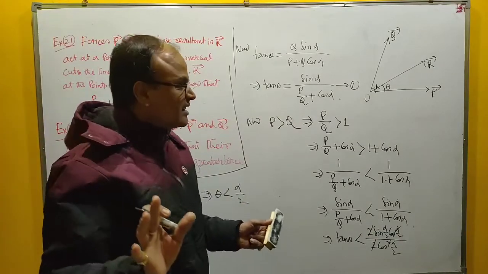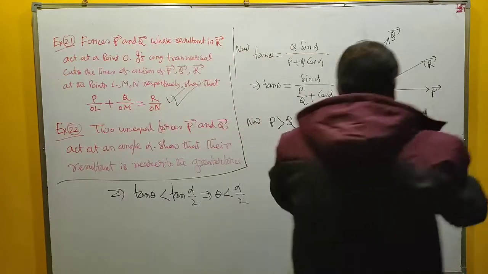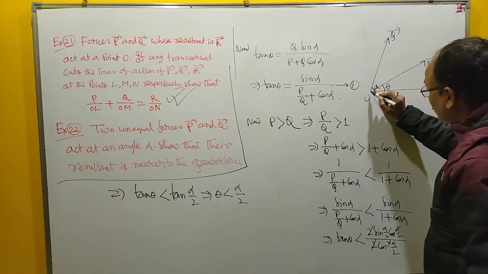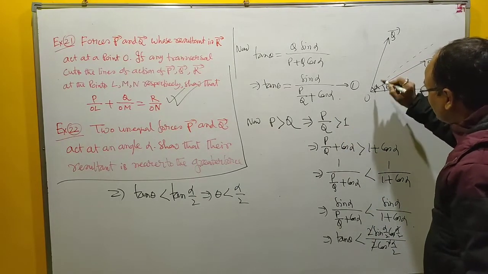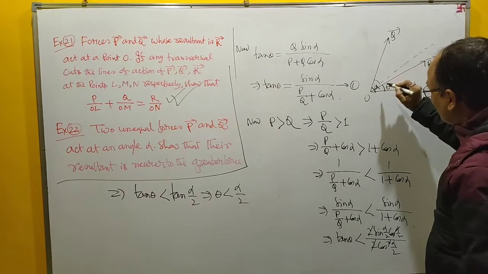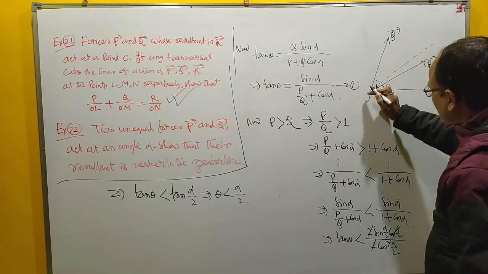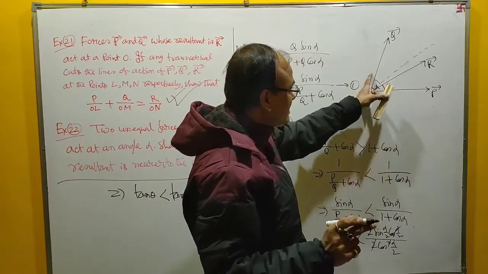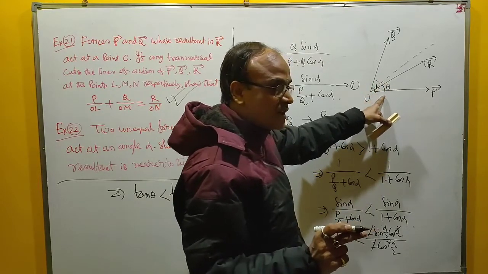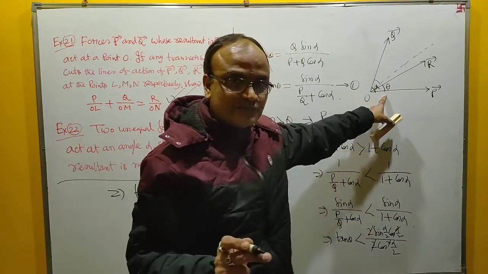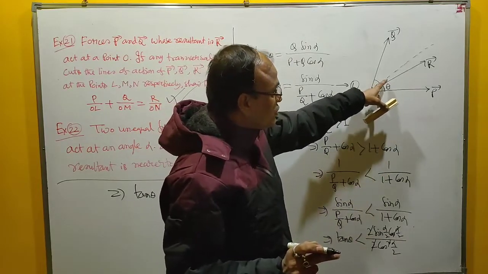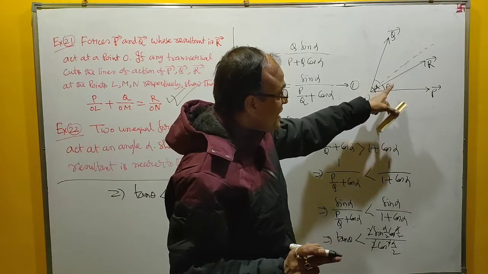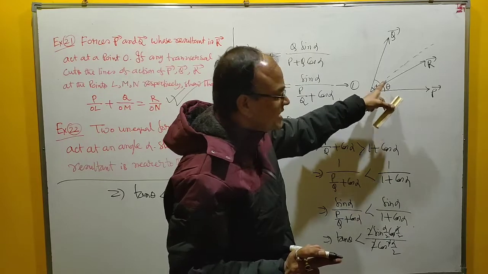Now, the angle between P and Q is alpha. What is alpha by 2? This angle is alpha by 2. Suppose this line bisects the lines of the forces P and Q. If it is the bisector, then you see from the diagram, theta is less than alpha by 2.